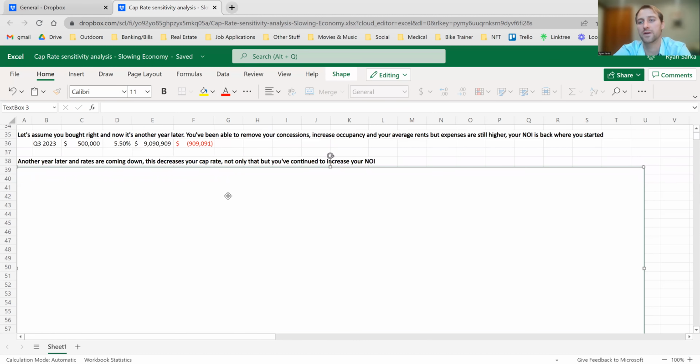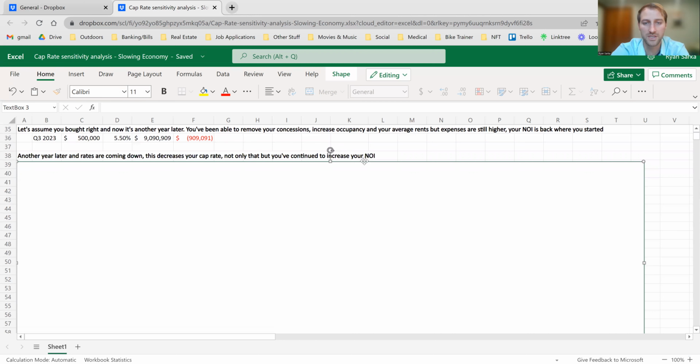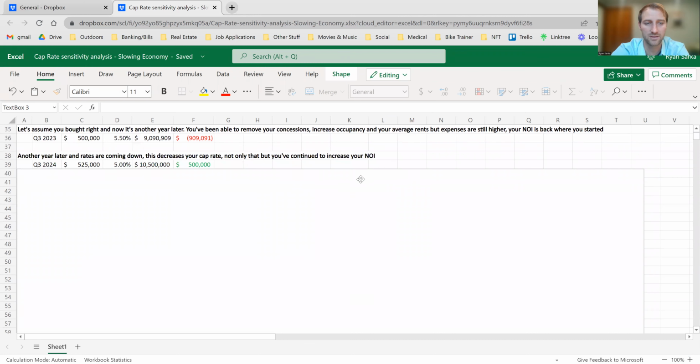So we're going to go another year into the future. We're in Q3 of 2024. Your interest rates are coming down, which is going to overall end up decreasing your cap rate because people are able to borrow money at a lower rate, which means they can pay more and are willing to pay more. There's less hesitation in the market. There's less fear, and you've been able to increase your NOI. So things are continuing to look good.